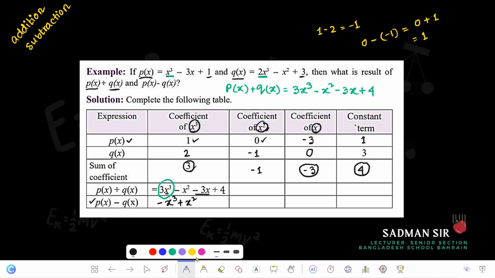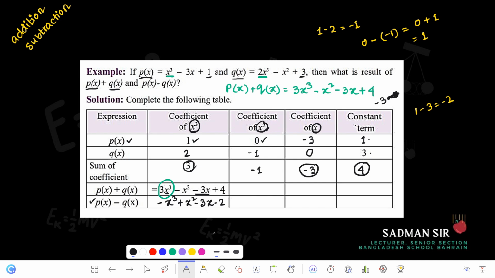And then come to this one, minus 3 minus 0, okay? So if it is minus 3, from that you have to subtract 0. Subtracting 0 means actually we did not subtract anything, so minus 3 will be as it is, okay? So minus 3 in x, so it will be minus 3x. And then constant term 1 minus 3, okay? Remember, we are subtracting now, that is why 1 minus 3. So 1 minus 3 gives us minus 2, so we will write here minus 2. So that will be the result, okay?